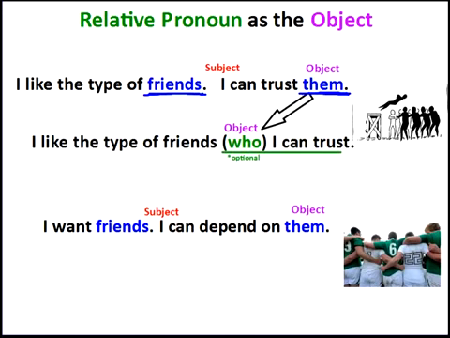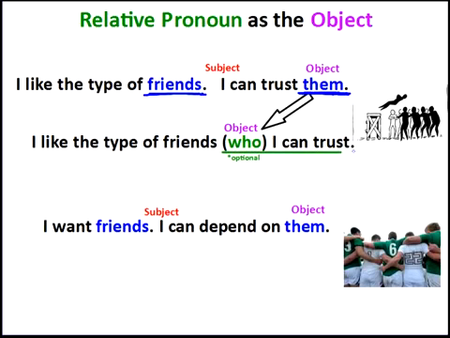For example, I like the type of friends who I can trust. So I took the word them and I replaced it with my relative pronoun who, but I put it before my subject. And this is basically going to act as the object of the sentence. And I read it like this: I like the type of friends who I can trust.